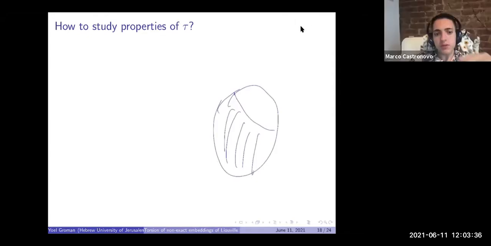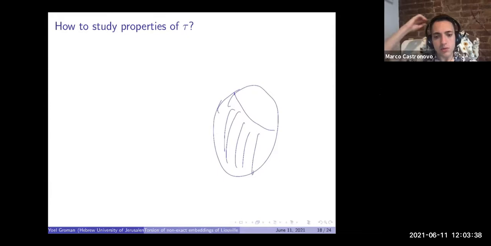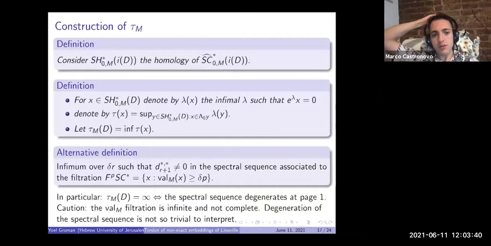Maybe it was implicit, or you already said that, but do you think that this tau invariant of some dual domain of a Lagrangian torus can detect whether the torus is weakly unobstructed or not?